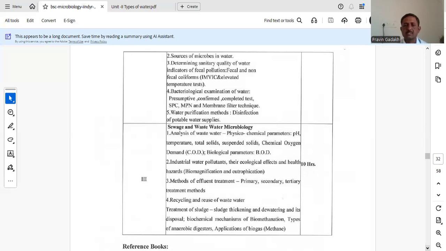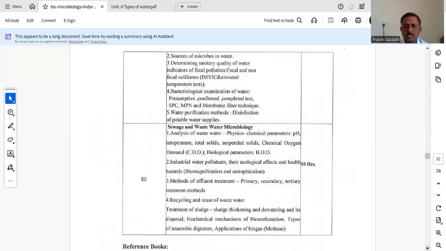Apart from that, we have to discuss industrial water pollutants, their ecological effect and health hazard with respect to biomagnification and eutrophication. These two, biomagnification and eutrophication, are the major concerns with respect to the contamination of water bodies. Again, we have to discuss the different methods of water effluent treatment, including primary treatment processes, secondary treatment, and tertiary treatment, which are the different methods used for the treatment of wastewater.